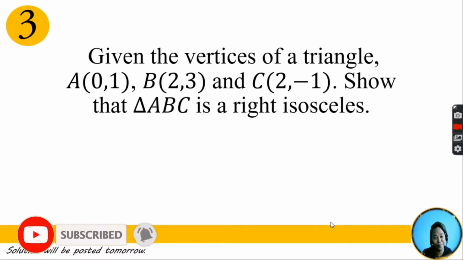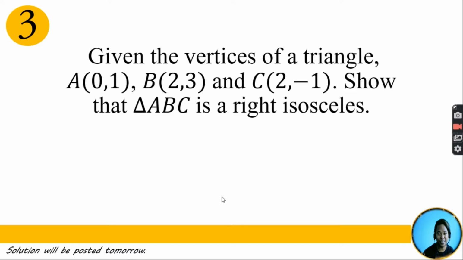Ito na po tayong problem. And ito na po yung ating sasagutin sa araw na ito. Given the vertices of a triangle, A (0, 1), B (2, 3), and C (2, -1). Show that triangle ABC is a right isosceles. So are you ready, guys, for the solution for this problem?